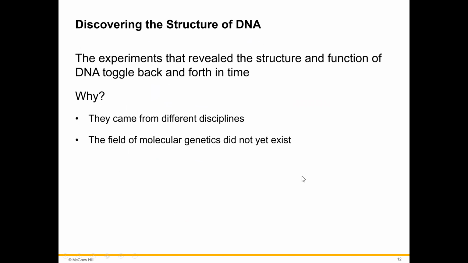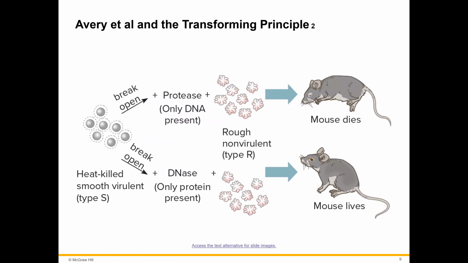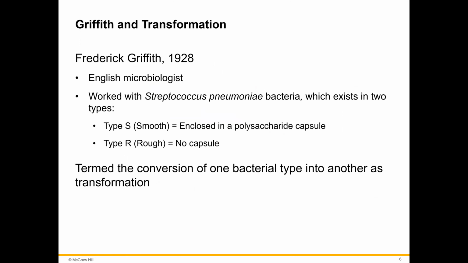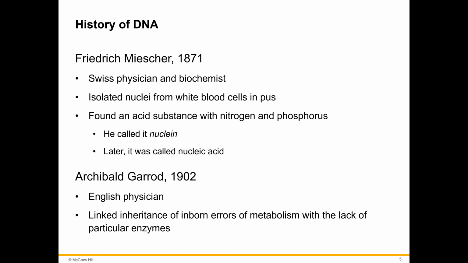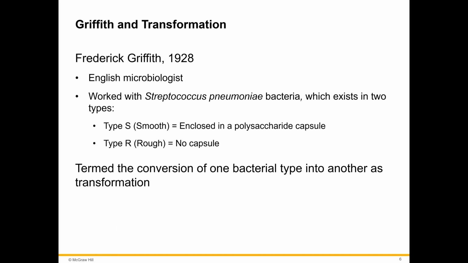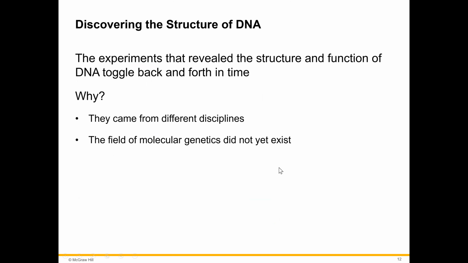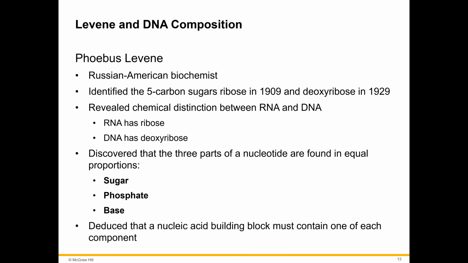The experiments that revealed the structure and function of DNA looked back and forth in time. And why? Because they came from different disciplines. If you look over here, they came from microbiology, from physics, from physics again, from biochemistry, right? So that was physicists, biochemists, microbiologists, because molecular genetics did not exist yet by that time.